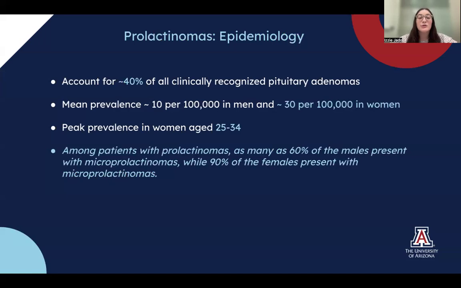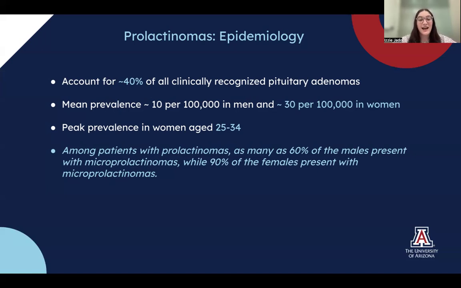Epidemiology of prolactinomas in general is that they account for about 40% of all clinically recognized pituitary adenomas. Within that 40%, there's a mean prevalence of about 10 per 100,000 in men and about 30 per 100,000 in women. In women specifically, the peak prevalence is reproductive age, so 25 to 34.